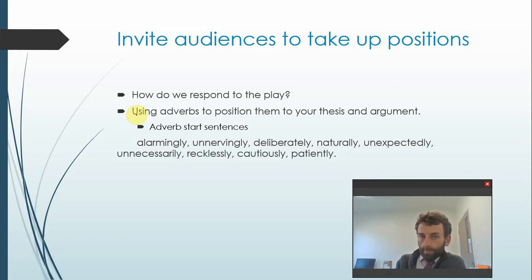One way in which you could make sure you are ticking this off is use some adverb start sentences. So use adverbs to position your audience to your thesis and your argument. Some adverbs: alarmingly, unnervingly, deliberately, naturally, unexpectedly, surprisingly, unnecessarily, recklessly, cautiously, patiently. Okay, fortunately. Okay, so think about some of those adverbs. Have some of those adverbs in your mind going into the exam. Using an adverb start sentence can very easily help you to position your audience in relation to your thesis.